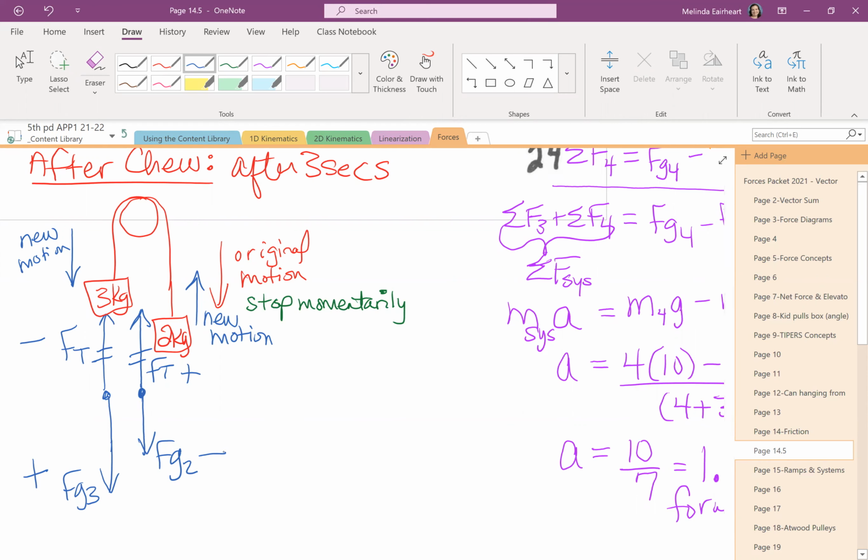Let's do our FNet statements. And so again, this is all after the chew. And so FNet on the 3 would now read FG3 minus FT.